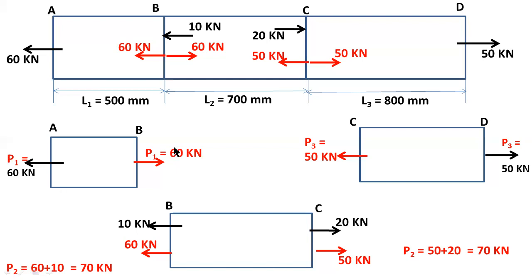So these are the loads acting on the bar. The load acting on bar AB is P1 equals 60, the load acting on the middle bar is P2 equals 70, and the load acting on bar CD is P3 equals 50. So these three loads are the individual loads acting on bars AB, BC and CD. By using these three values, you have to find the stress induced in each bar, and the strain and deformations.